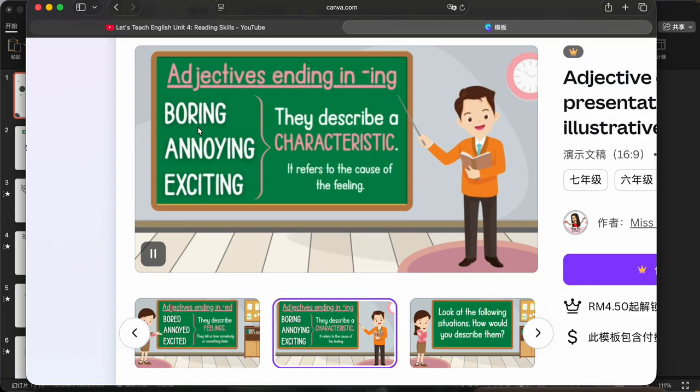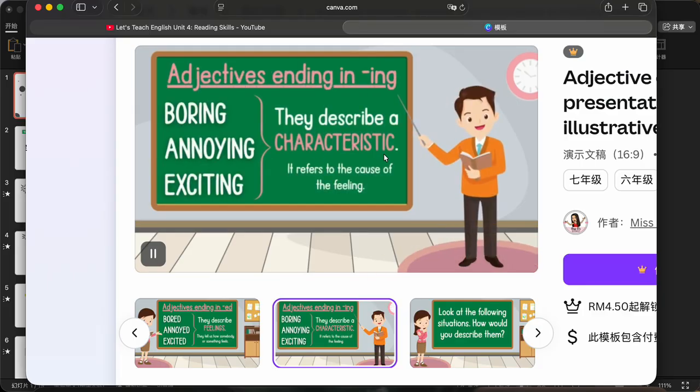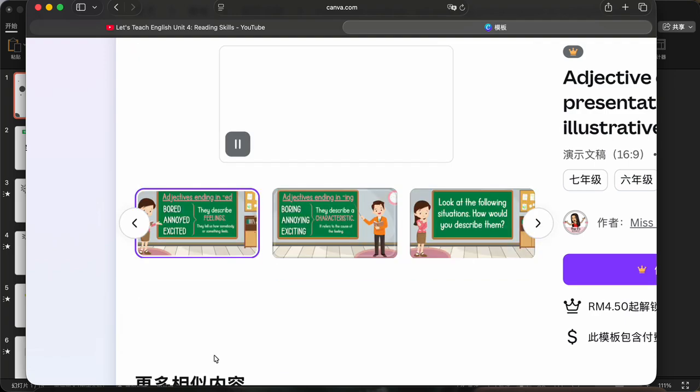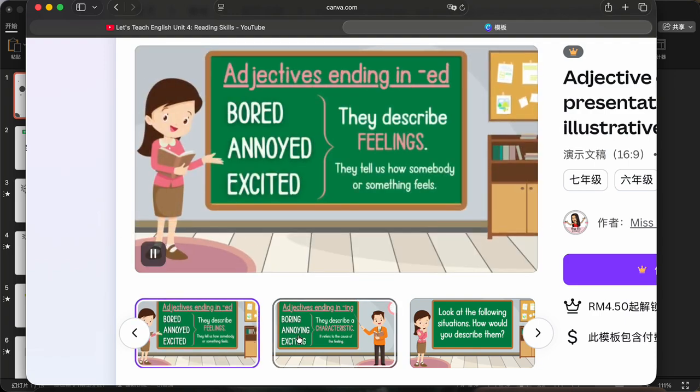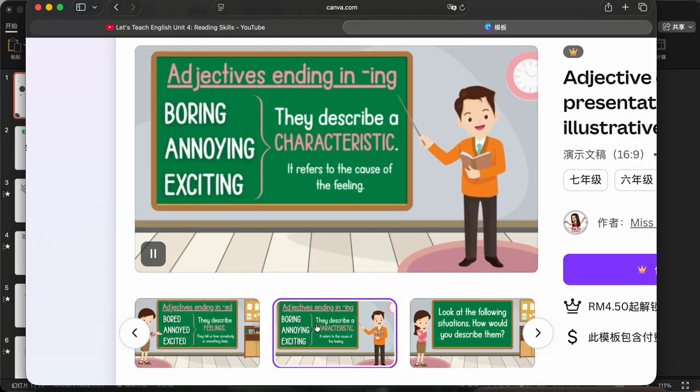And another one, he divided the words into the second group, with -ing. So that may describe a characteristic, and so he can separate the words into two groups and tell the students the different meanings of the two groups of words.